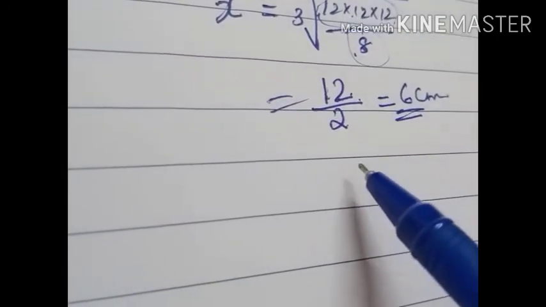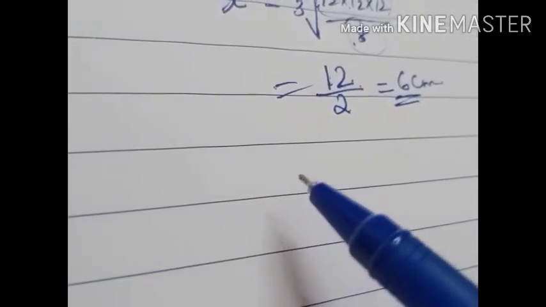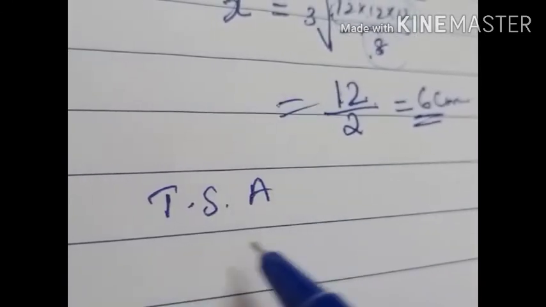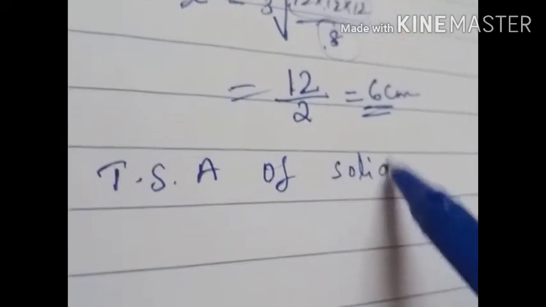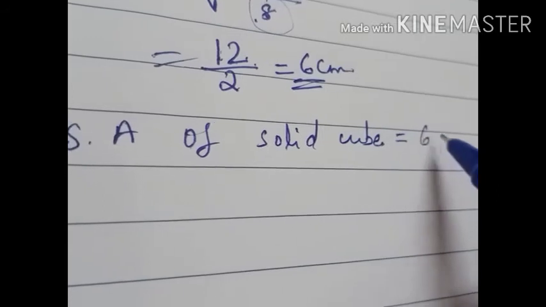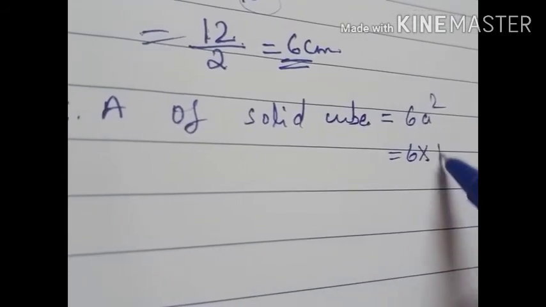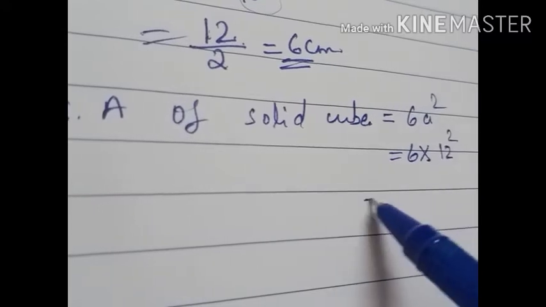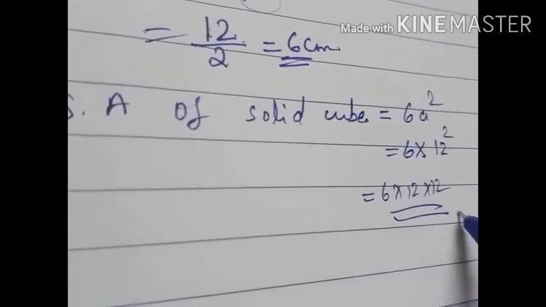Then here we have to find the ratio of their surface areas. So we have to find their surface areas. First we have to find the surface area. Surface area means total surface area of a solid cube. That means for the big cube it is equal to 6a square. That is equal to 6 into 12 square. That is equal to 6 into 12 into 12. No need to simplify that here.